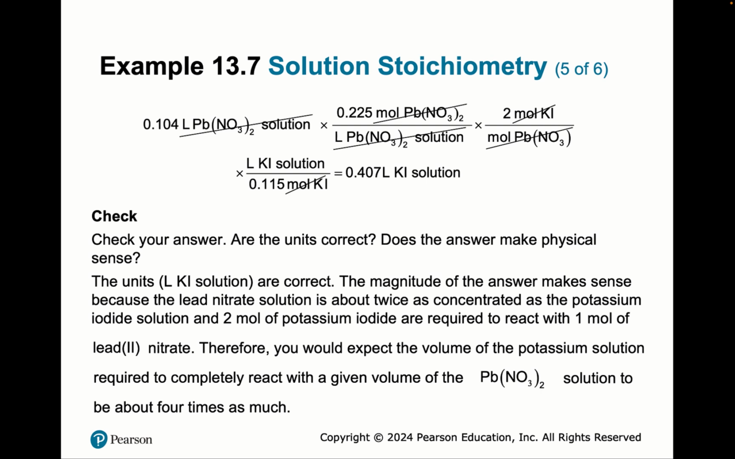Does this make sense? Yeah, because if you look at the concentrations, the concentration of the potassium iodide is a half of that of the lead, and you also have the 2-to-1. So you'd expect to have kind of 4 times as much of the potassium iodide as you would the lead. So I think this makes sense. So it makes sense about 4 times. That does fit within the kind of, am I doing it right? And does this make sense? And that's kind of what you can do when you're thinking about it.